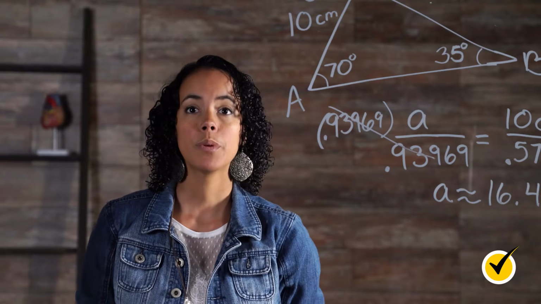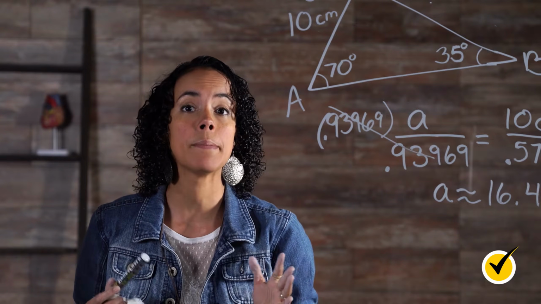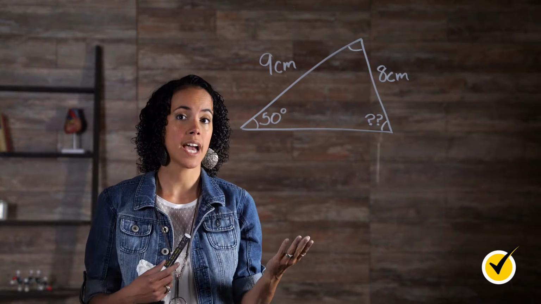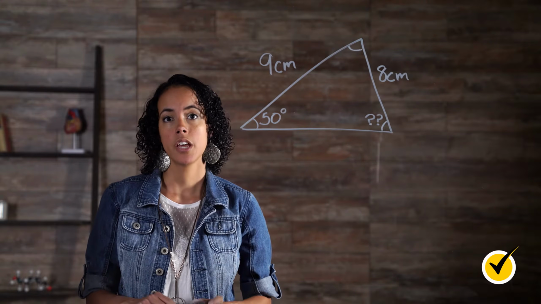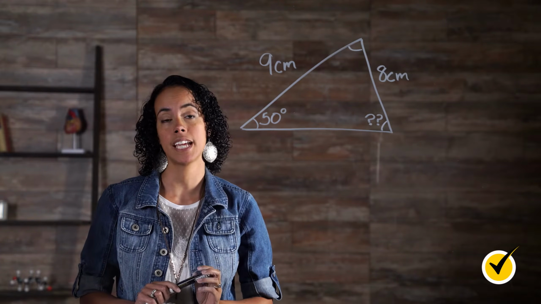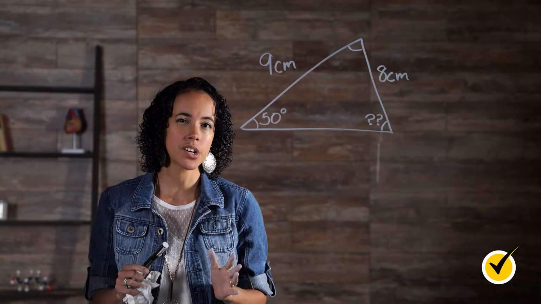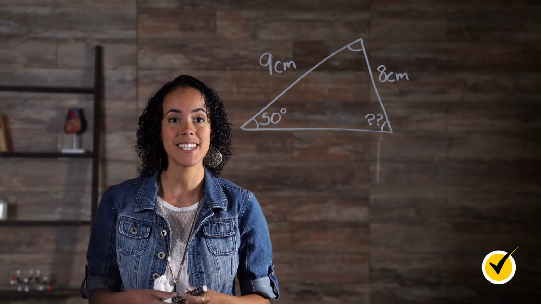But that's not all. We can also use the law of sines to find a missing angle in a triangle. Here's a sample problem. We have two sides and one of their opposite angles. So let's find the missing opposite angle. When using the law of sines to find an angle, it's a bit easier if we flip all the ratios, like this.